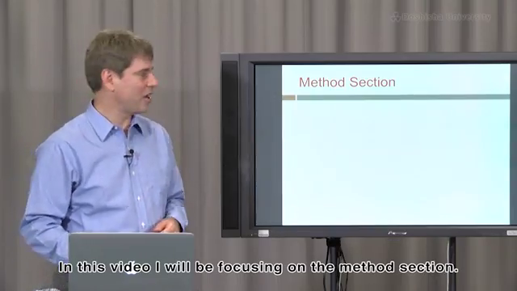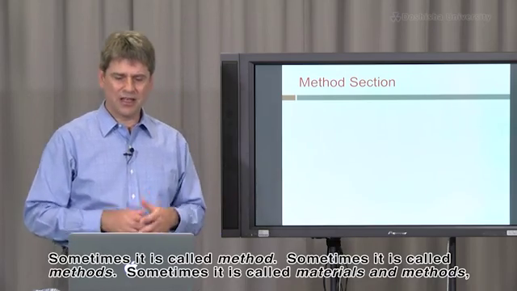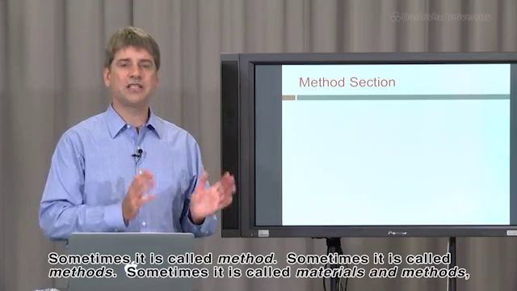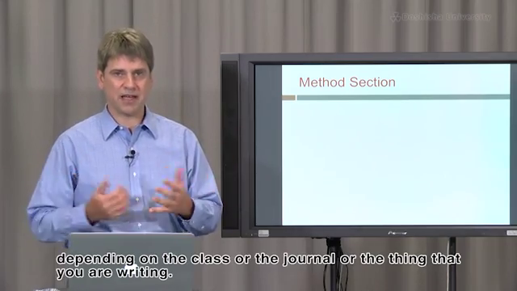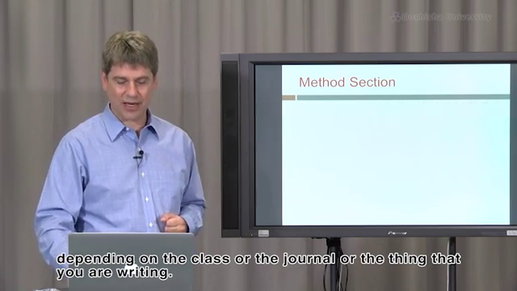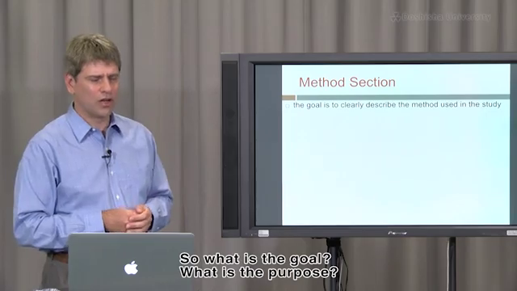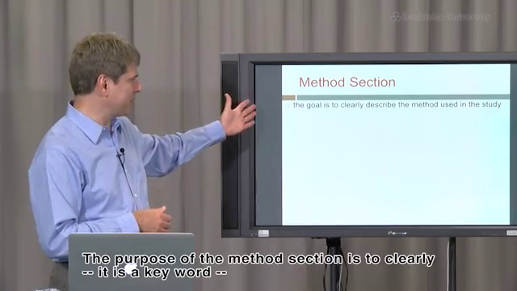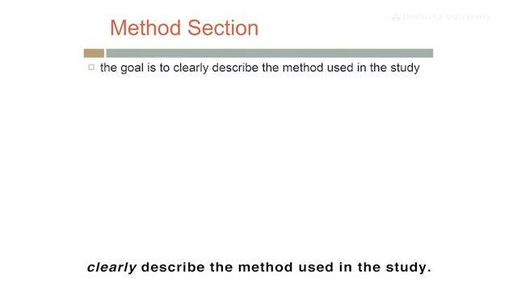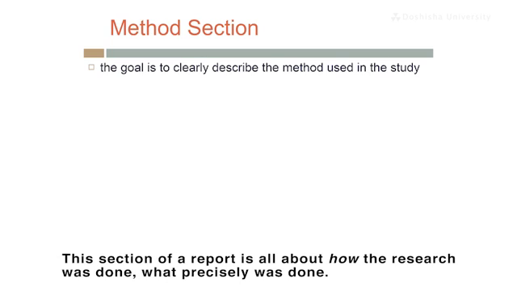So in this video, I'll be focusing on the methods section. Sometimes it's called method, sometimes it's called methods, sometimes it's called materials and methods, depending on the class or the journal or the thing that you're writing. So what's the goal? What's the purpose? Well, the purpose of a method section is to clearly, it's a key word, clearly describe the method used in the study. So this section of a report is all about how the research was done.